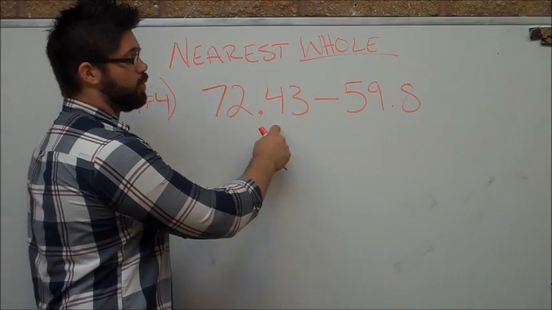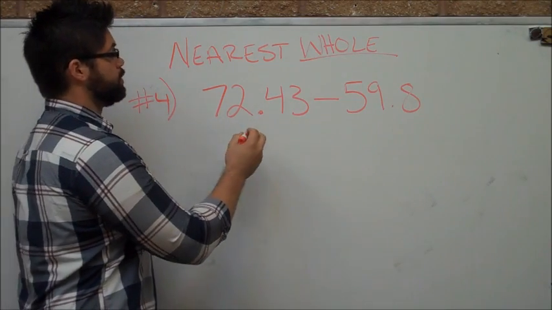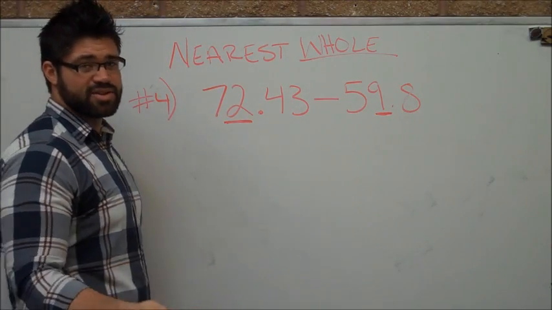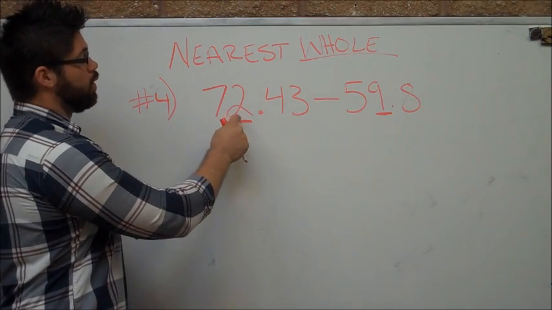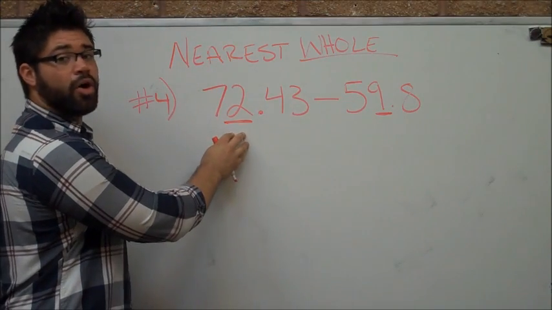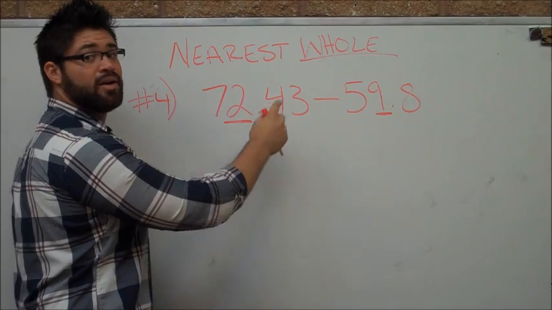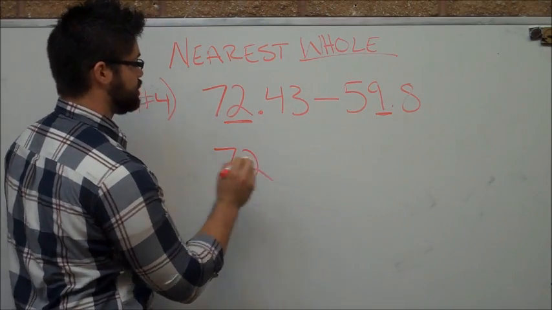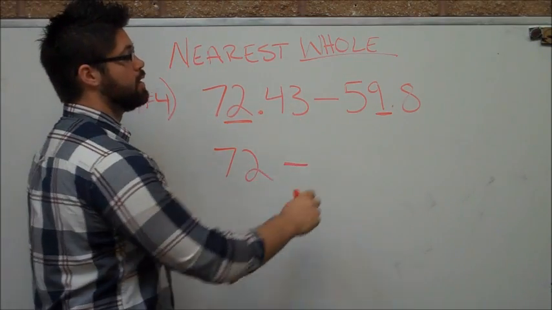So 72.43, 72 and 43 hundredths. What we're going to do is we're looking for the nearest whole. So I'm going to underline my ones place. Make sure you're doing this too so that you can have a good example for later. So when I look at my whole number, that means once I'm done, I'm not going to have a decimal. I only care about the whole, right? So now I'm going to look at my ones. I'm going to look directly to the right. 4 is less than 5, so my 2 gets to stay the same. It doesn't need to change. So now we're looking at 72 minus, remember our sign, 59.8.